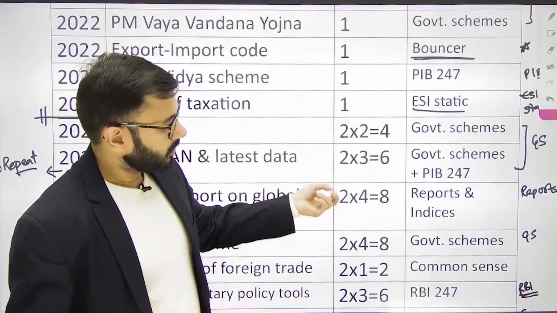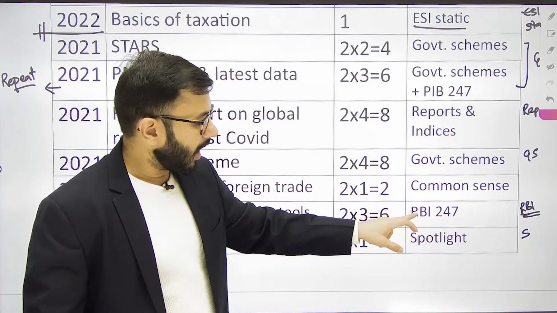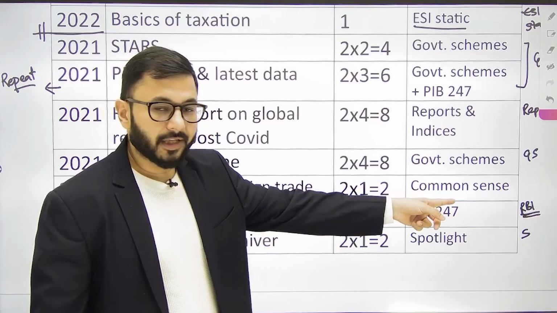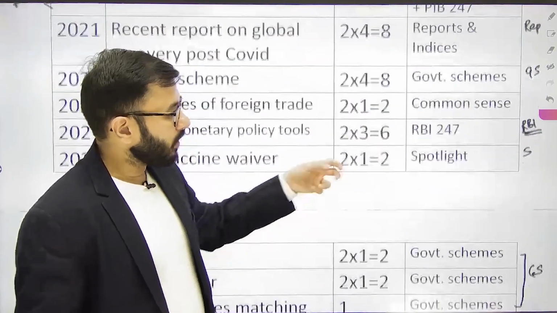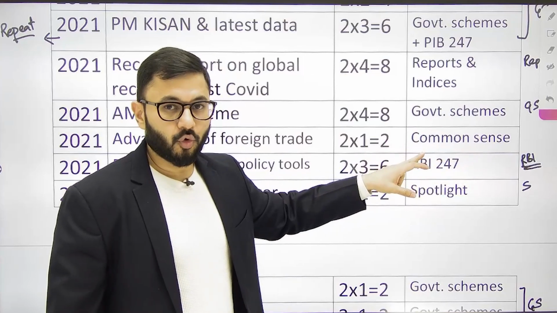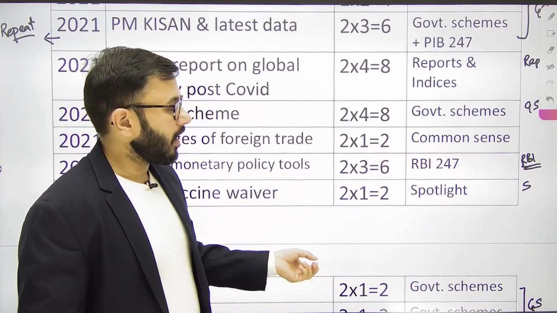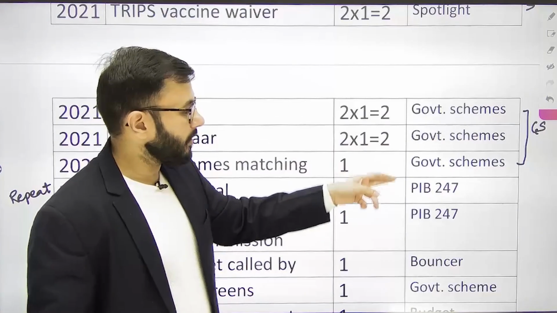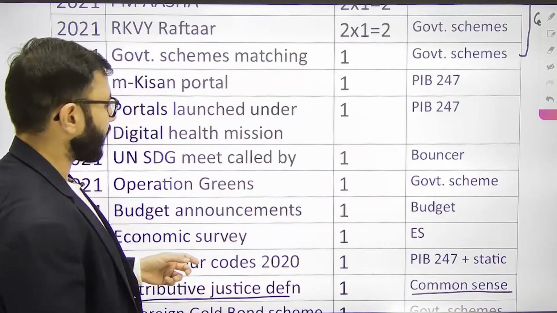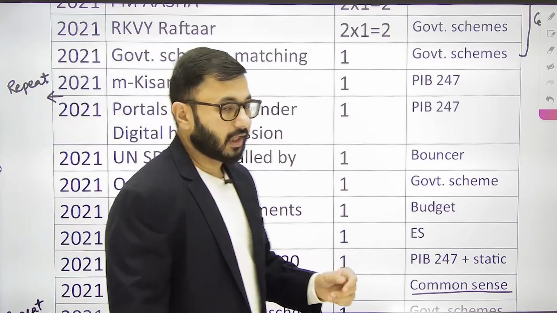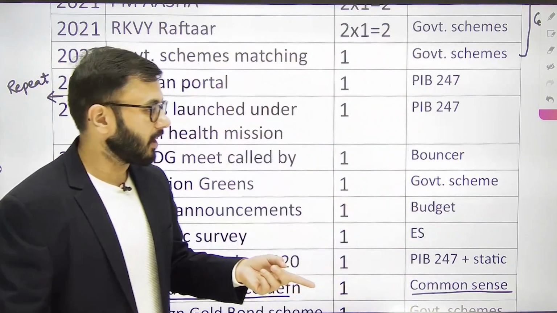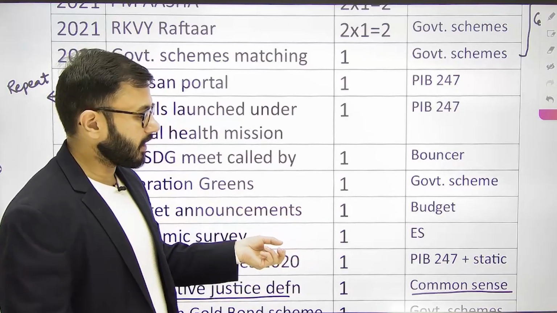गवर्नमेंट स्कीम्स, रिपोर्ट्स, गवर्नमेंट स्कीम्स, RBI 247, 3 क्वेश्चंस कमिंग इन ESI फ्रॉम RBI 247 हेयर. स्पॉटलाइट से क्वेश्चंस आ रहे हैं. Now we are not seeing this happening now in 2024. We are not seeing questions from RBI 247 much. गवर्नमेंट स्कीम से बहुत ज्यादा क्वेश्चन है. PIB 247, some bouncers, again government scheme. There was another repeat here in 2021, PM Kisan portal. These questions, Kisan, sovereign gold bond, are being asked again and again.